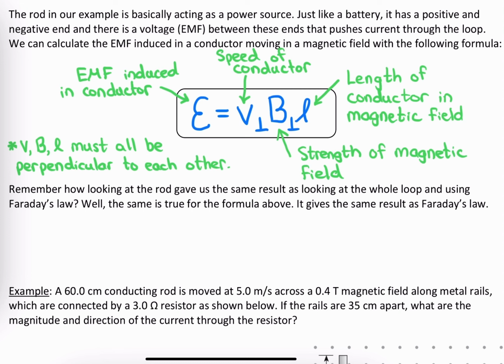In fact, we can show that this formula actually comes from Faraday's law. If I apply Faraday's law to a situation, I can get this formula, and that's what I'm going to show you right now. So let's start by writing Faraday's law.